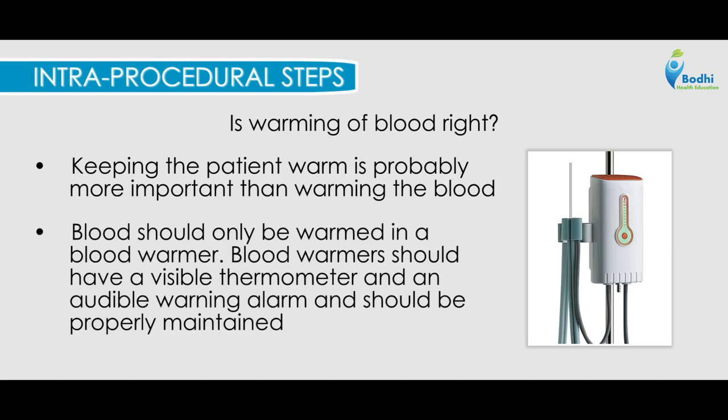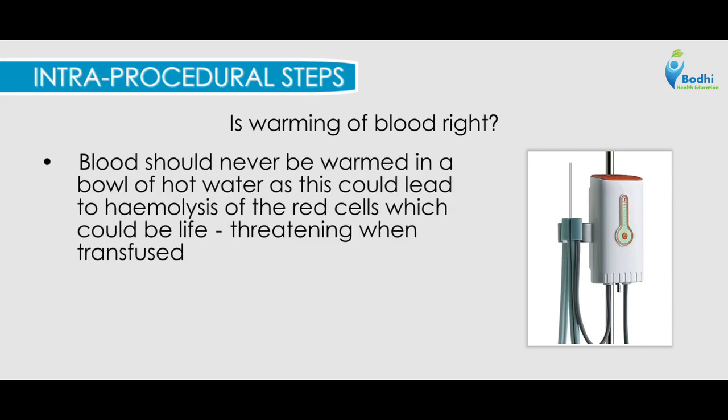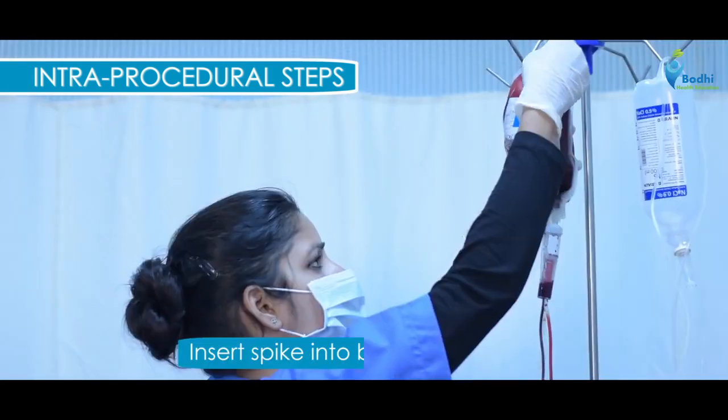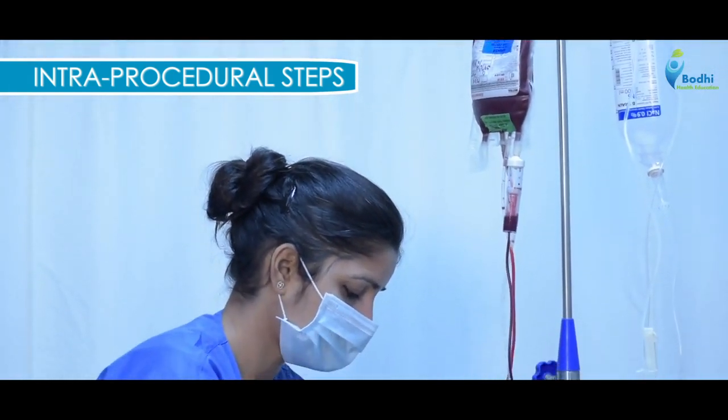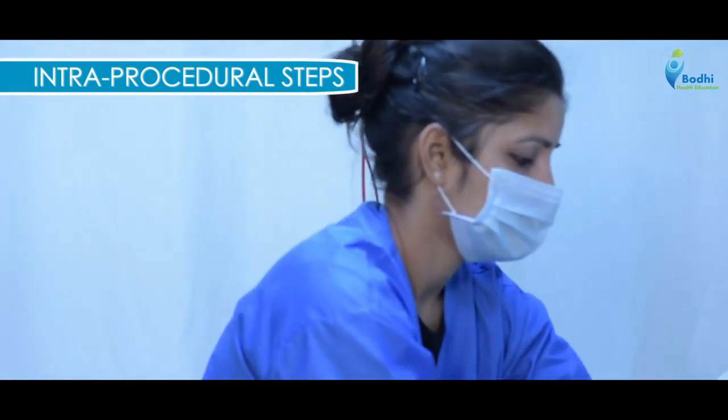Blood should be warmed in a blood warmer. Blood warmers should have a visible thermometer and an audible warning alarm and should be properly maintained. Blood should never be warmed in a bowl of hot water, as this could lead to hemolysis of the red cells, which could be life-threatening when transfused. Insert spike into blood container. Priming of tubing is essential for preventing hemolysis.